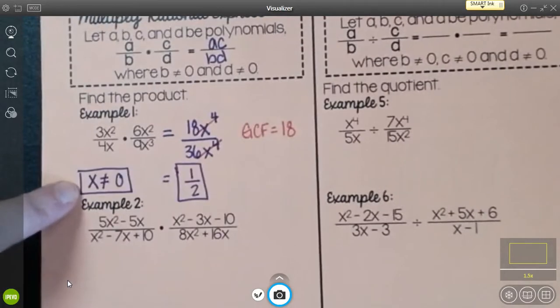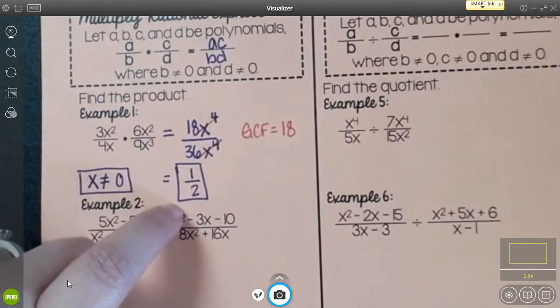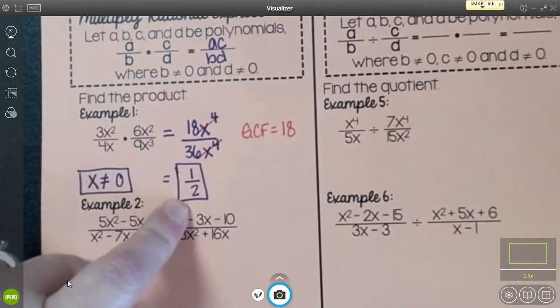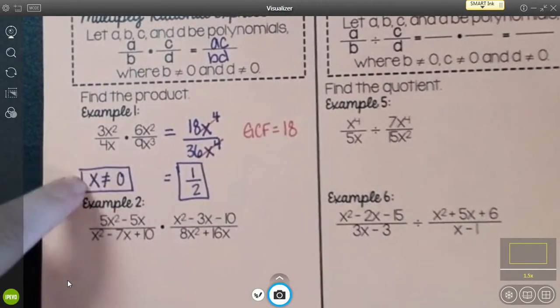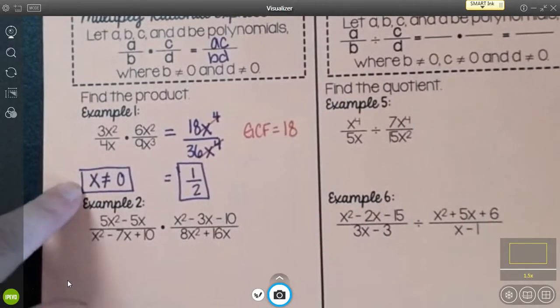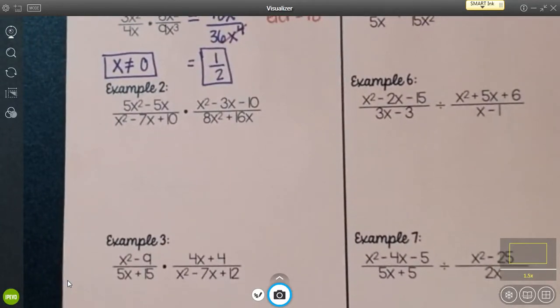I know it seems kind of silly that we have this x cannot equal 0 when our final answer does not have an x in it. It's going to come into play much later once we start solving equations, so we're just going to keep this in good practice. Just keep stating restrictions. Okay, example 2.